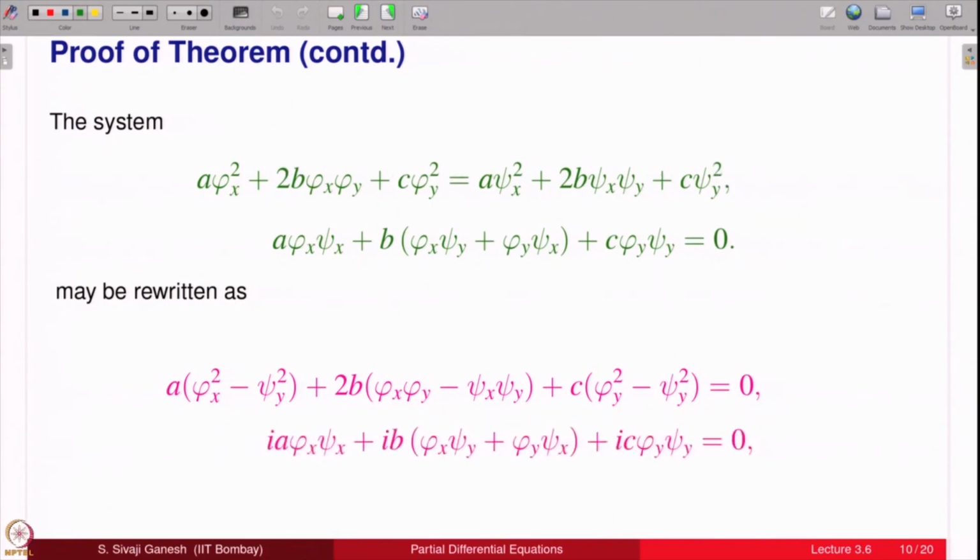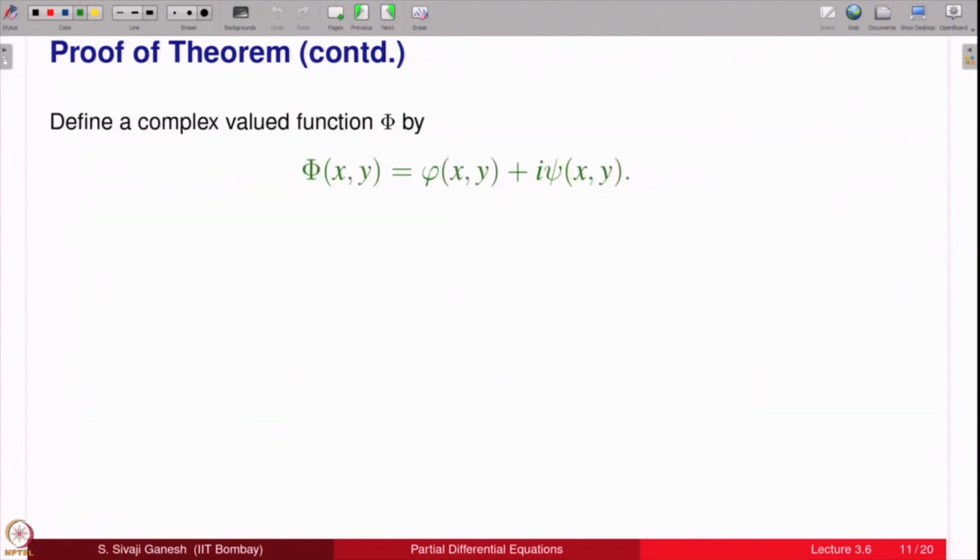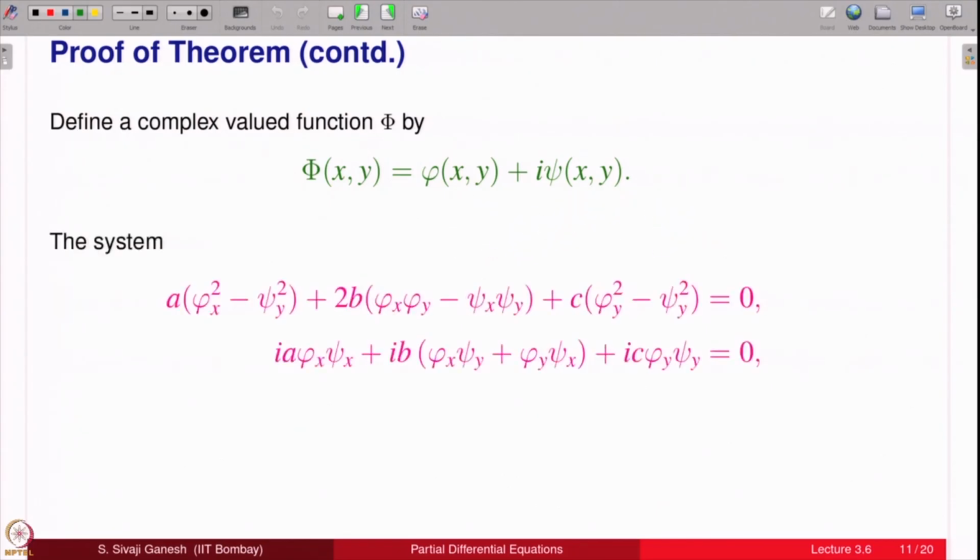In the second equation I am just multiplying with I, because I have some idea what I want to do in the next slide. Otherwise it is the same equation, multiplied with I. It tells us that some complex things are going to enter. So, define a complex valued function capital phi by small phi of xy plus I psi of xy.